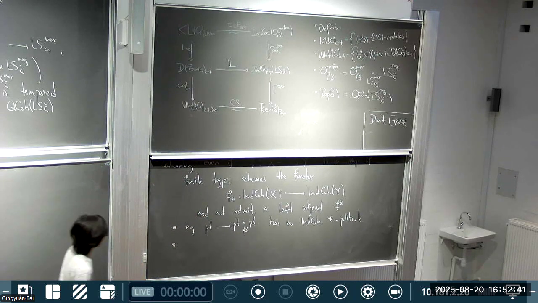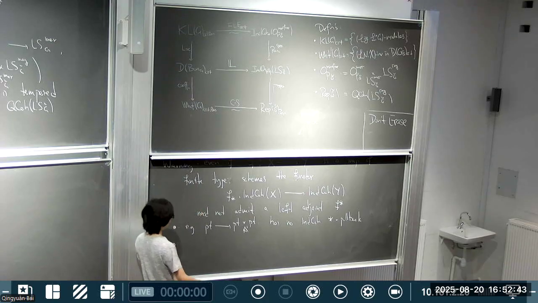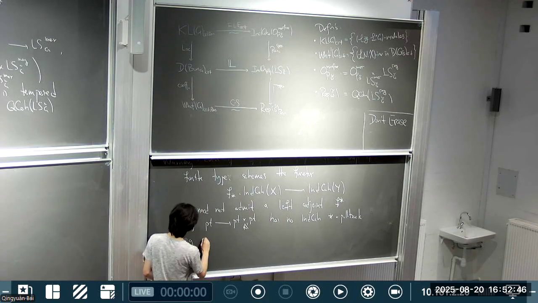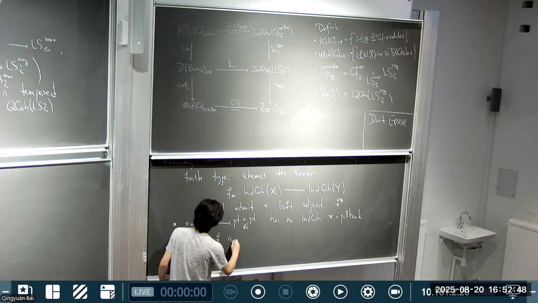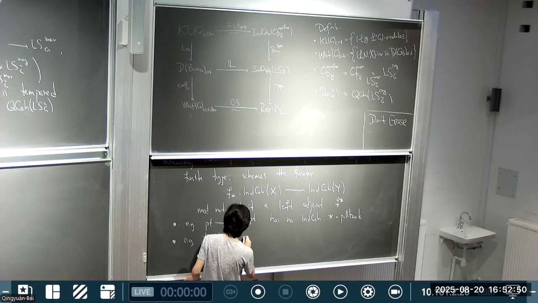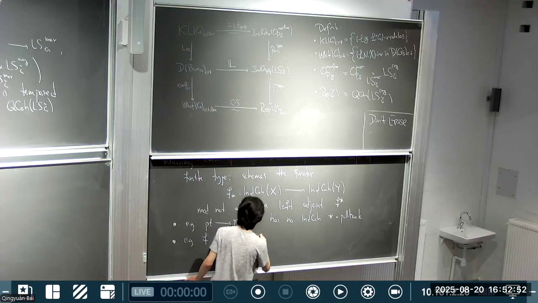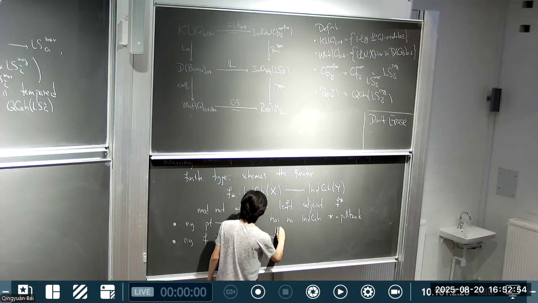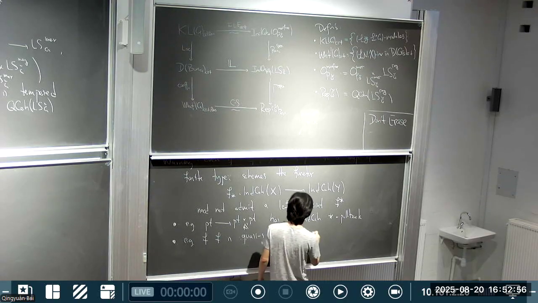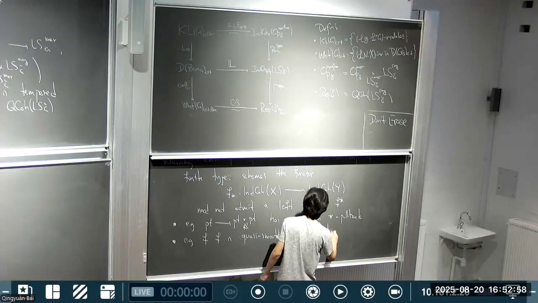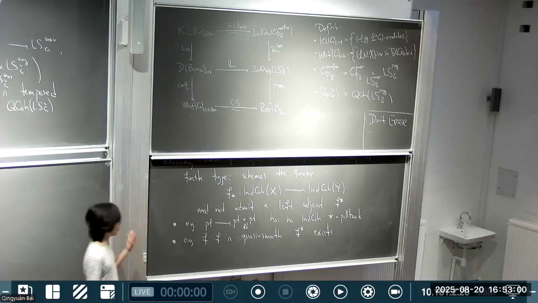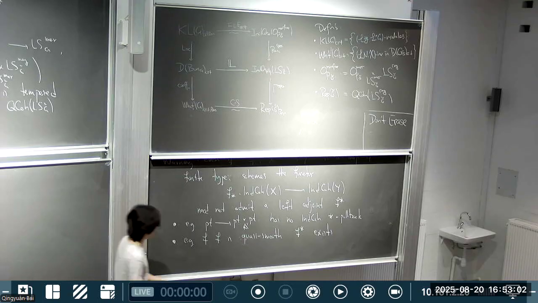But there are some conditions under which the star pullback exists. So for example, if the map is, let's say, quasi-smooth. And in general, the criterion is that F should have finite Tor-dimension.